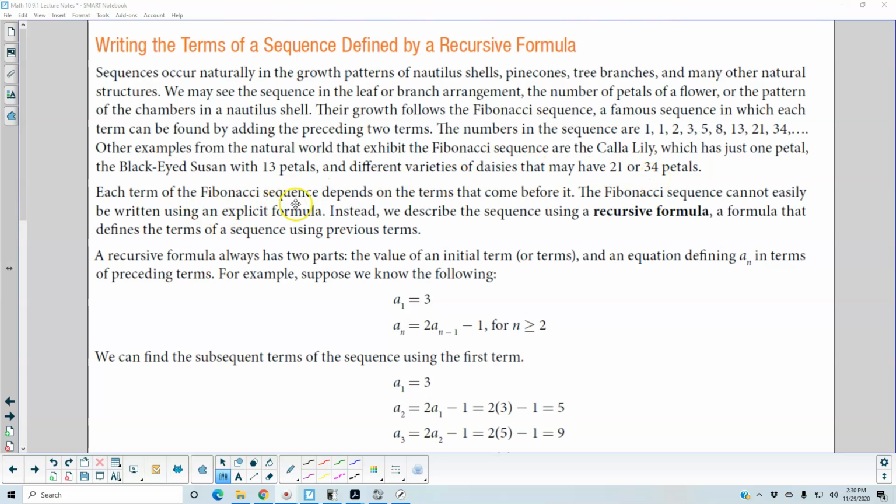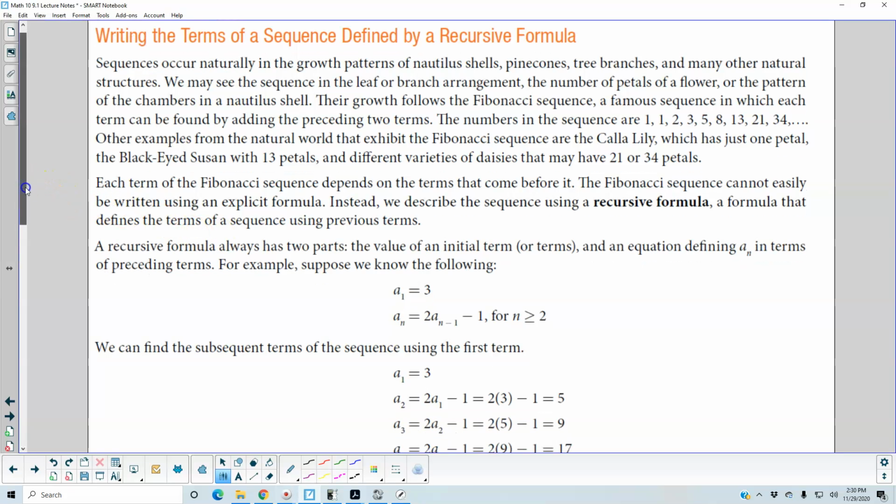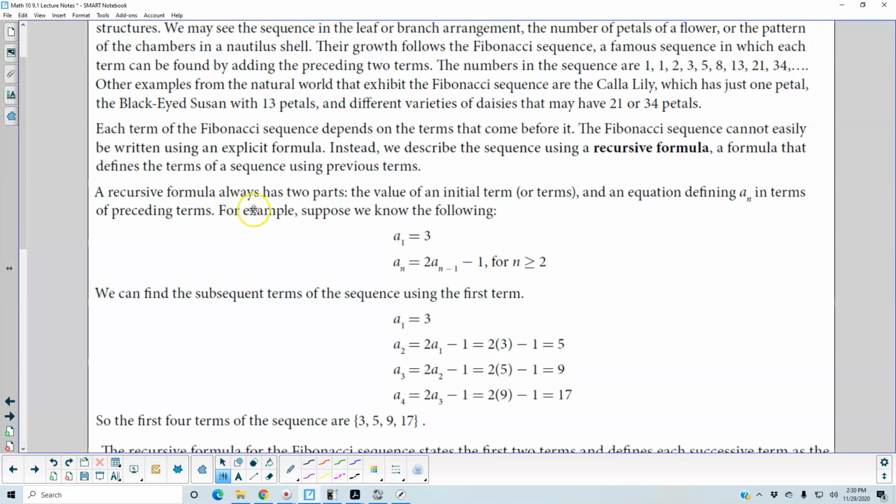Each term of the Fibonacci sequence depends on the terms that come before it. The Fibonacci sequence cannot easily be written as an explicit formula. Instead, we describe the sequence using a recursive formula, a formula that defines the terms of a sequence using previous terms. A recursive formula always has two parts: the value of the initial term or terms, and an equation defining a subscript n in terms of preceding terms.